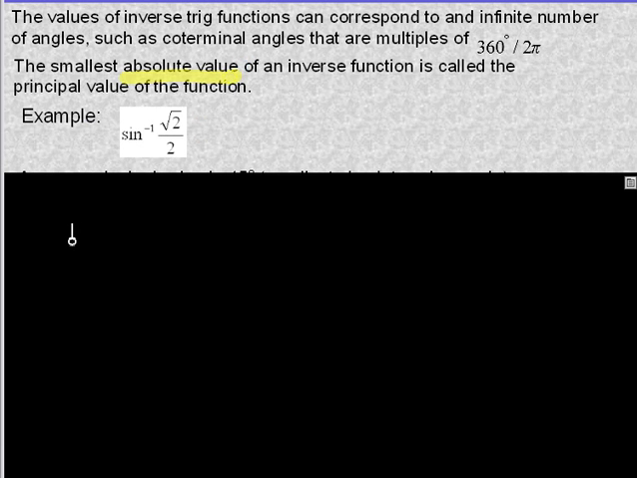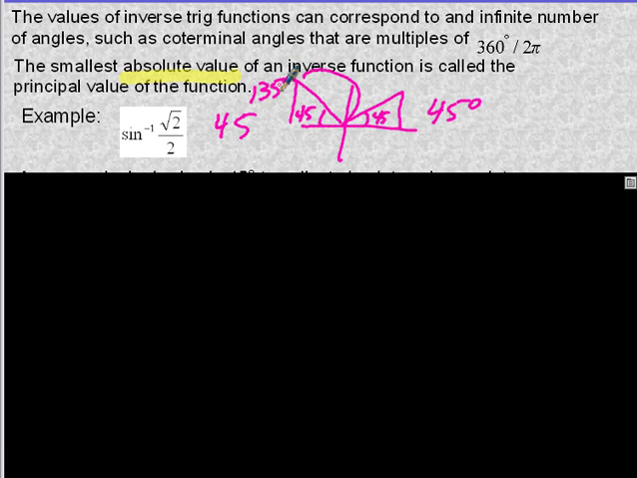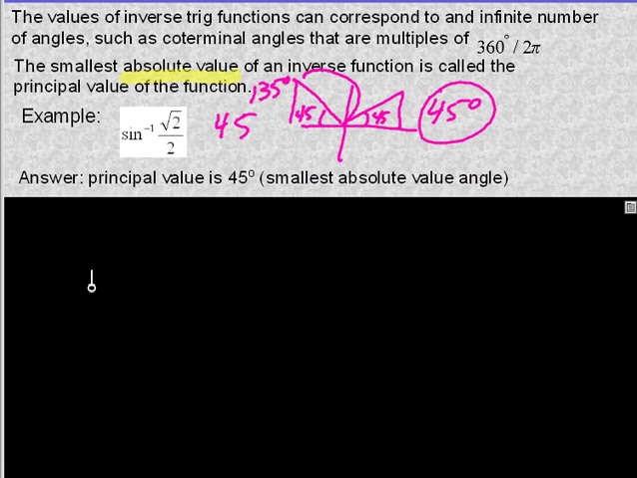So here's an example. Inverse sine of square root of 2 over 2. This has a reference angle of 45 degrees. It's positive. Sine is positive in quadrants 1 and 2. So we would have two angles. The first day we found two angles, and the reference angle of 45 in quadrant 1 is 45 degrees. The angle in quadrant 2 is going to be 180 minus 45, or 135 degrees. So those are our two base or primary angles. Given the definition of the absolute value, the smallest absolute value angle here would be our 45 degree angle, and that's what's going to be our principal value.